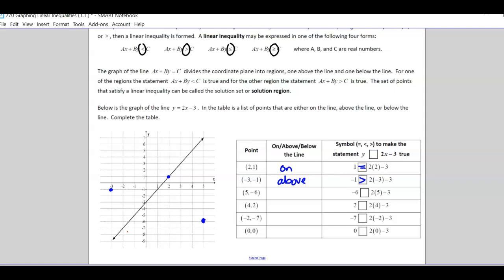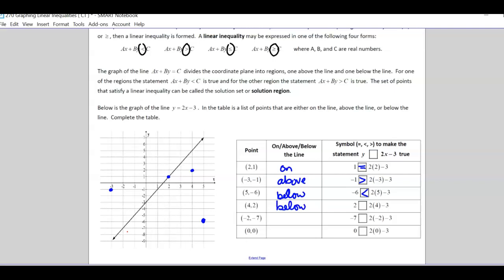The point (-5, -6) is here. So for the same x value, this point is below the line. When I check this out and put the x value in, that's 10 minus 3 is 7. Well, negative 6 is less than 7. So when it was a point above the line, it was a greater than. When it was a point below the line, it was a less than. Another point, again, is below.